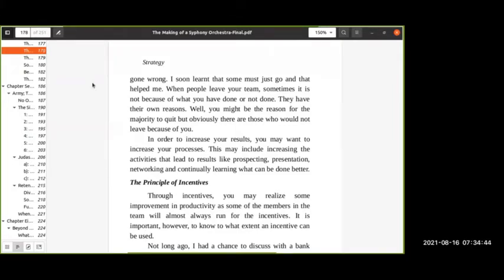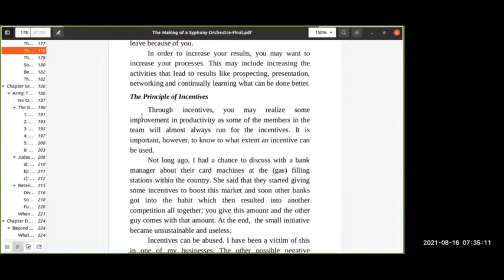Well, you might be the reason for the majority to quit, but obviously there are those who will not leave because of you. In order to increase your results, you may want to increase your process. This may include increasing the activities that lead to results like prospecting, presentation, networking, and continually learning what can be done better. Second, principles of incentives.